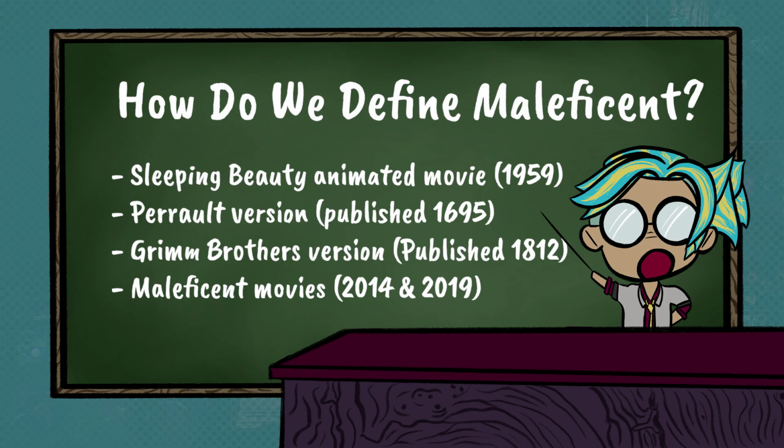A big starting point for this will be, what am I using as the base for my interpretation of Maleficent? There are 4 major sources that I will be addressing, and they are Sleeping Beauty, the Disney classic that was released in 1959, the Perrault version of the story, published in 1695, the Grimm Brothers version, published in 1812, and the Maleficent movies that were released in 2014 and 2019.